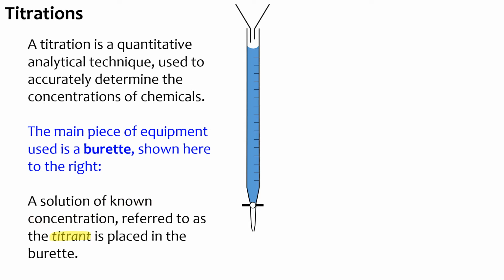Now also at the top of this solution, you need to notice that we have a curve in the surface that is known as a meniscus. Now the meniscus is where there is surface tension in the solution, which causes it to cling to the sides of that tube, and because you have a very narrow tube, that curve is quite pronounced.